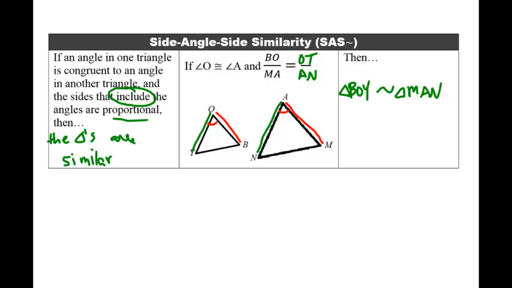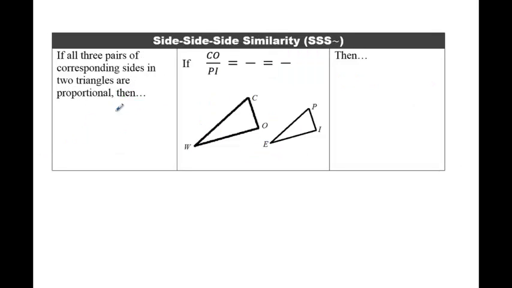Awesome. All right, there's another shortcut. That's just number 2. Last shortcut for similarity is called the side-side-side similarity. You might be able to understand what this means with just a quick read through. If all 3 pairs of corresponding sides in 2 triangles are proportional, then fill it in one more time. The triangles are similar.